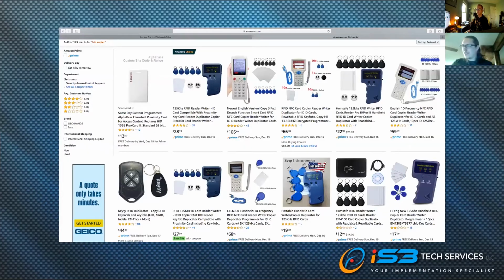Here's a screenshot of these devices on Amazon. There's nothing fancy about it. They range from $29 to, I think, $100. So if you use prox, that's what it costs for a key into your facility.